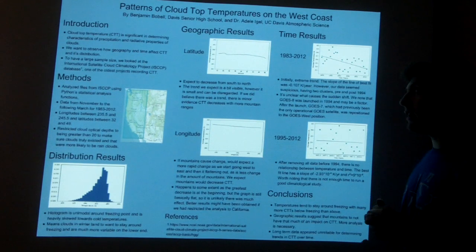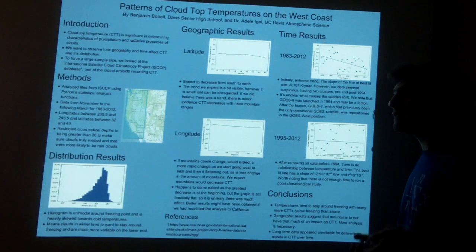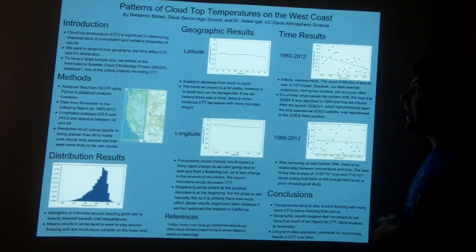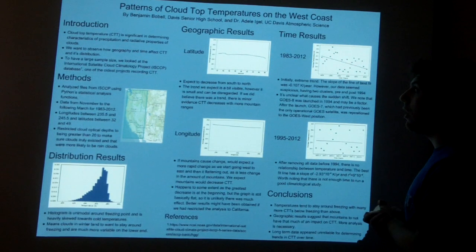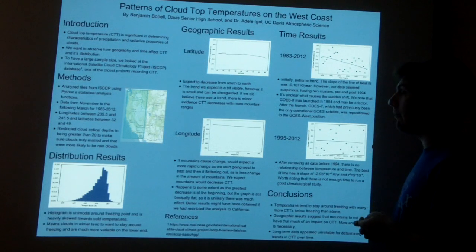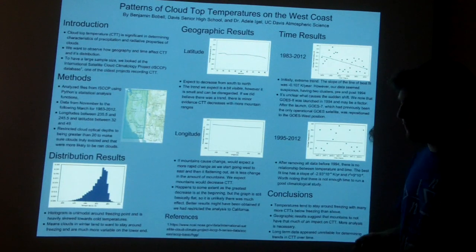Cloud top temperatures, for context, are very significant in determining the characteristics of the precipitation of a cloud and the radiative properties of the cloud. So there might be more snow or rain depending on the cloud top temperature. We needed a large enough sample size in order to get accurate information.